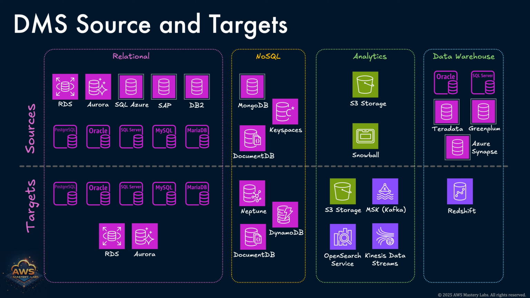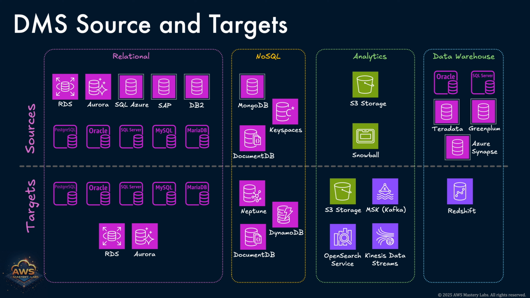You can migrate from traditional databases like Oracle, Microsoft SQL Server, and IBM DB2. On the open source side, it supports MySQL, MariaDB, and PostgreSQL, including their cloud-native variants like Amazon RDS and Amazon Aurora. This makes DMS ideal for enterprises modernizing legacy systems or consolidating databases in the cloud.